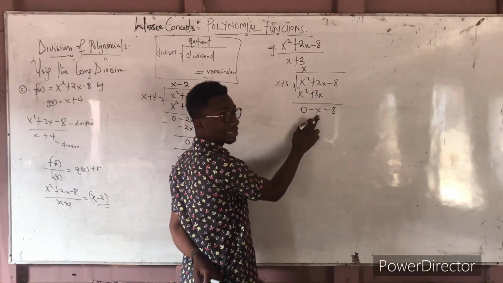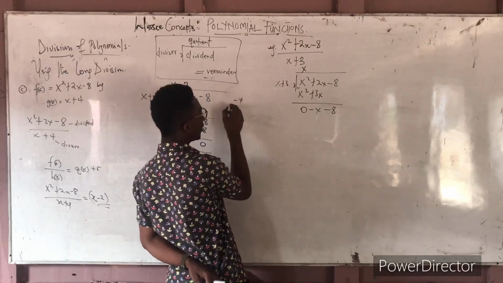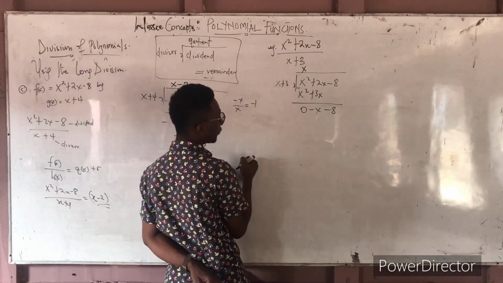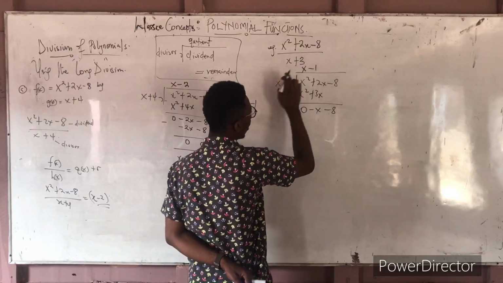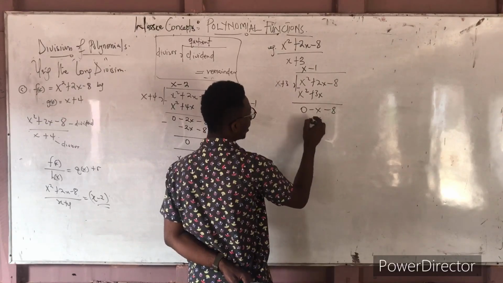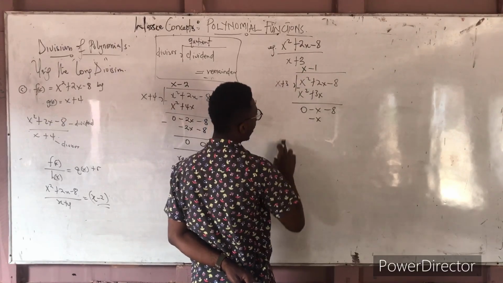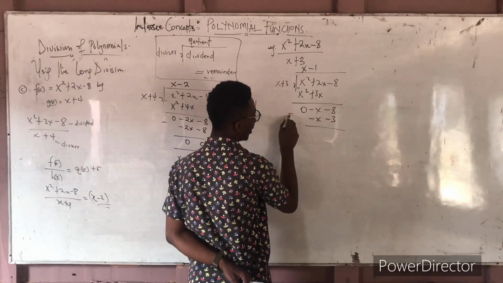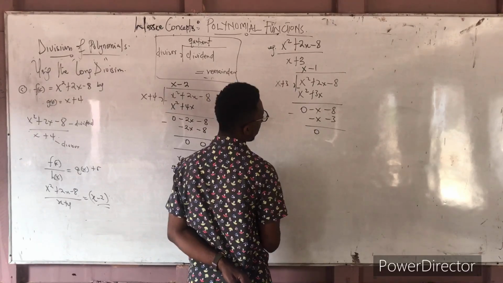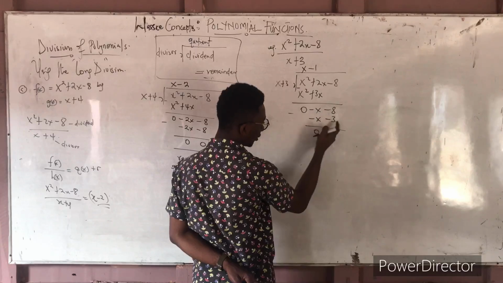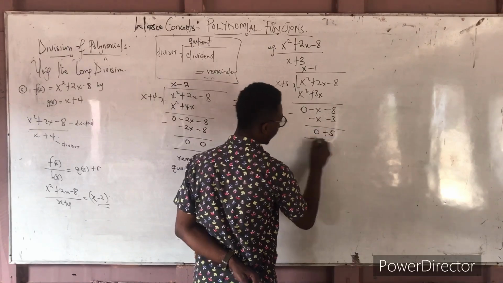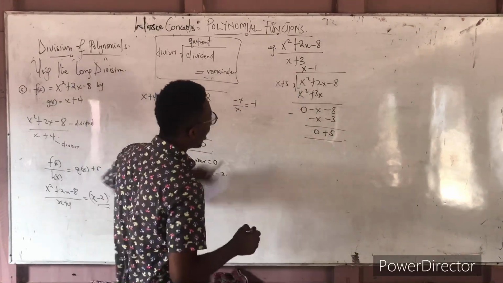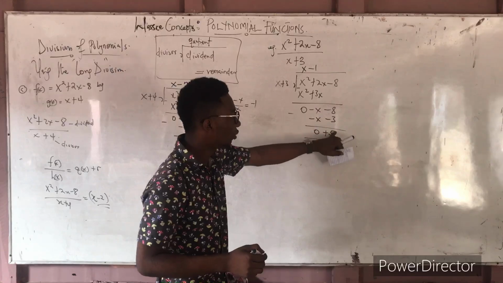Now x goes into this minus x. So minus x divided by x is equal to what? Minus 1. So this minus 1. Minus 1 times x will be what? Minus x. Minus 1 times 3 will give what? Minus 3. So you subtract. This will give you 0. Minus 8 minus minus 3 will give what? Minus 5. Okay. So you realize that now x cannot go into this, because there's no value of x over here.